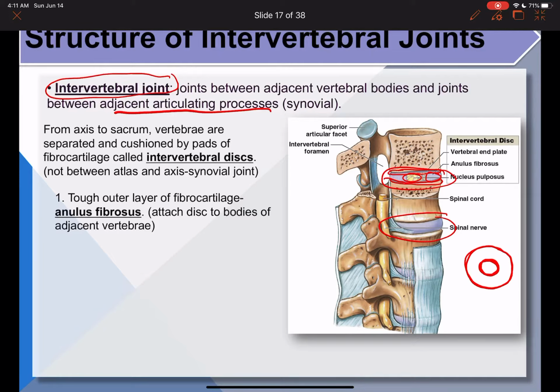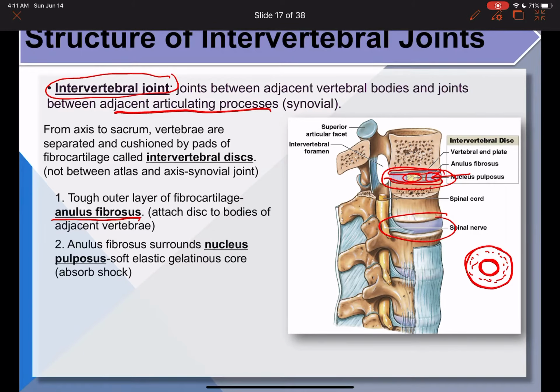So the outer part here is known and called the annulus fibrosus, which attaches the disc to the bodies of the adjacent vertebrae, mostly because they're the outer part, this part of the intervertebral disc.